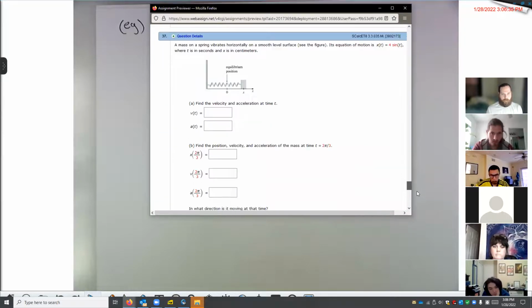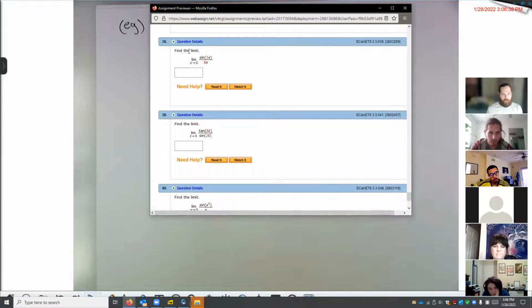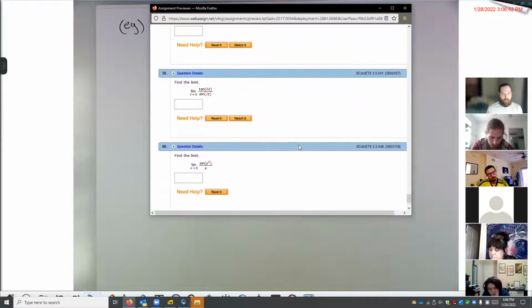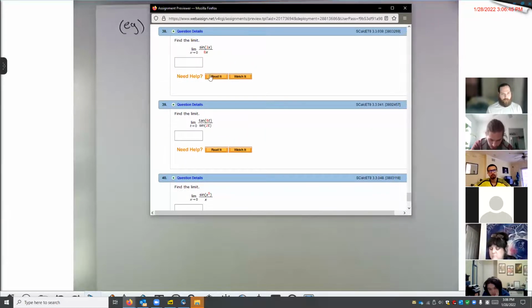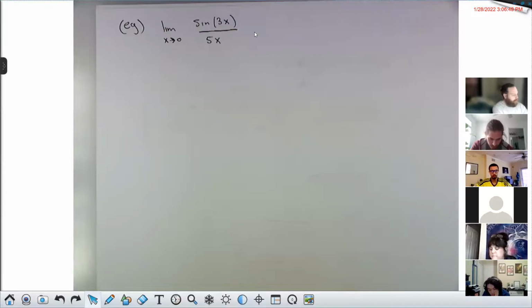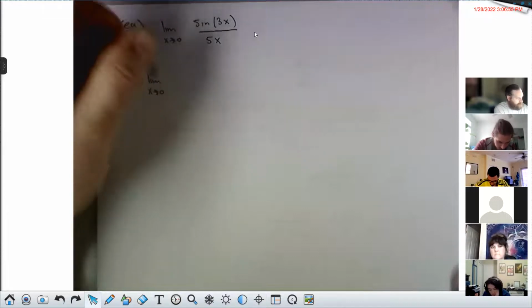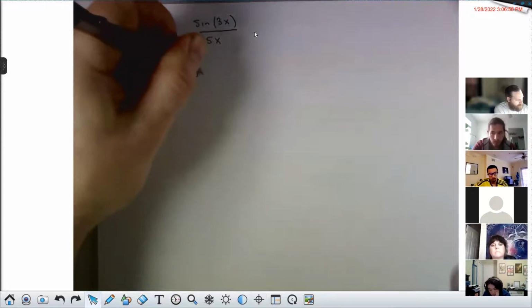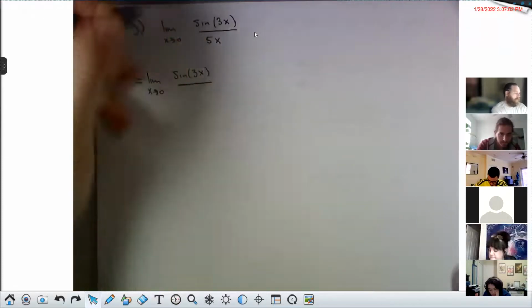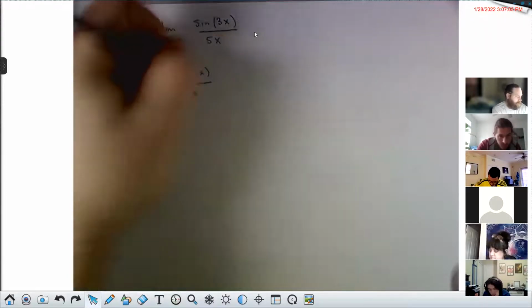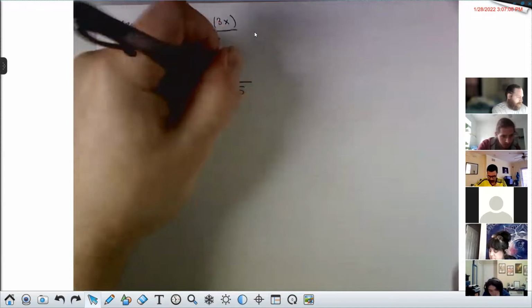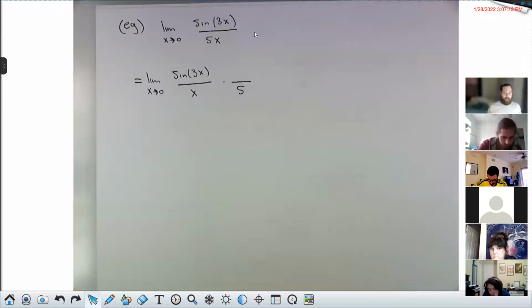The homework questions that are relevant here are like these last ones, 38, 39, 40. These all use the same sort of trick, right? So the one I'm doing right now is very similar to 38. Sine 3x upstairs is going to stay. Downstairs, I'm going to bring the 5 out. And if I put a 1 up here, this would be a true statement, right? 1/5 times sine 3x over x is the same as sine 3x over 5x.